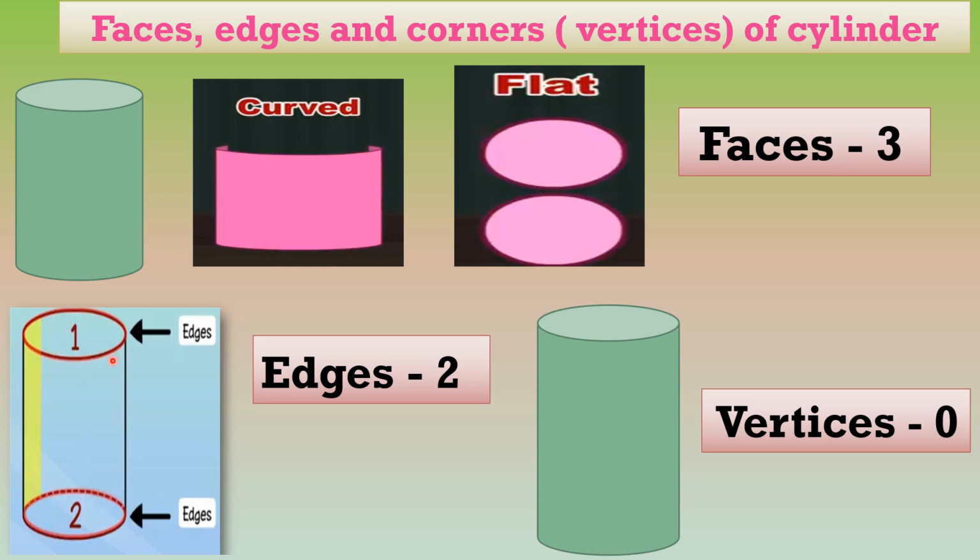Now let us count an edge. 1, 2. So it has two edges which are circular in shape. Now let us count corner. It has no corner. Hence, cylinder has three faces, two edges and 0 corner.